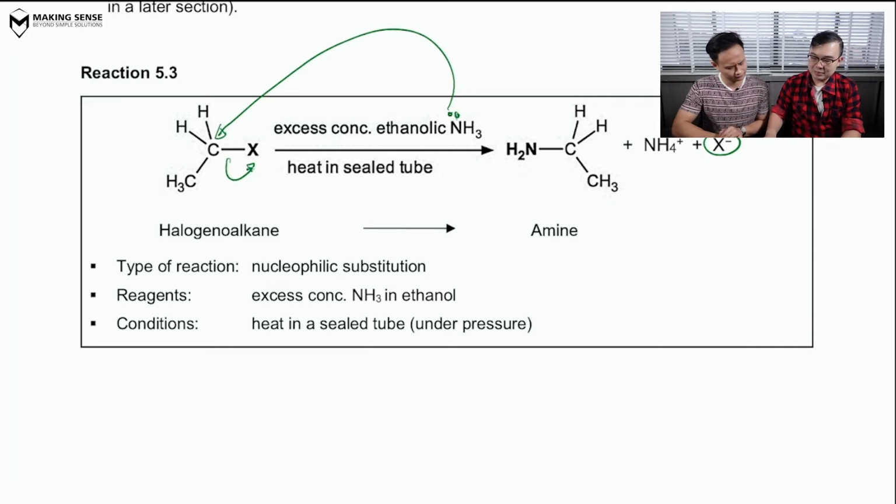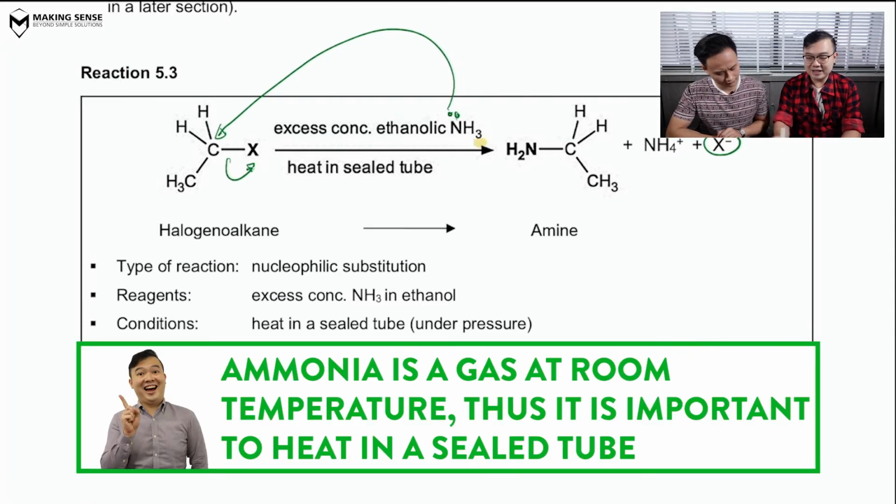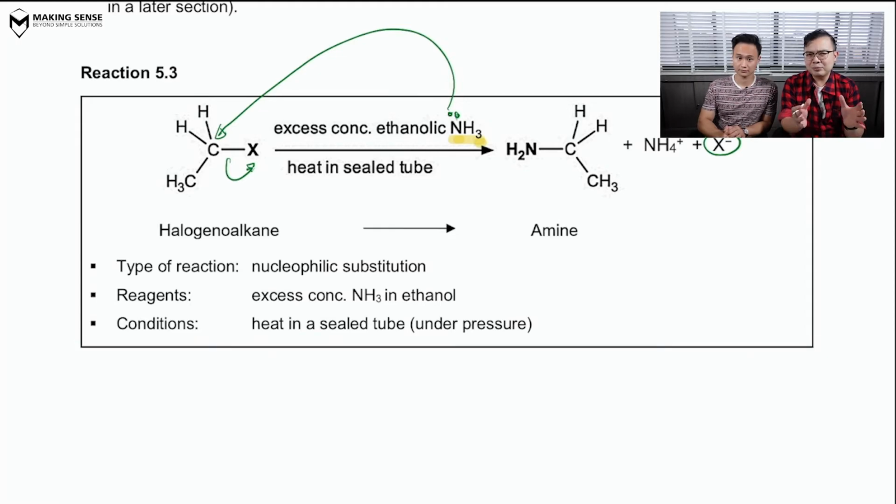Right. So ammonia that you used earlier is actually a gas at room temperature, right? So if you heat it, it is still a gas, but we don't want the gas to escape into the atmosphere. So you must do it in a sealed tube to contain the ammonia. I understand.